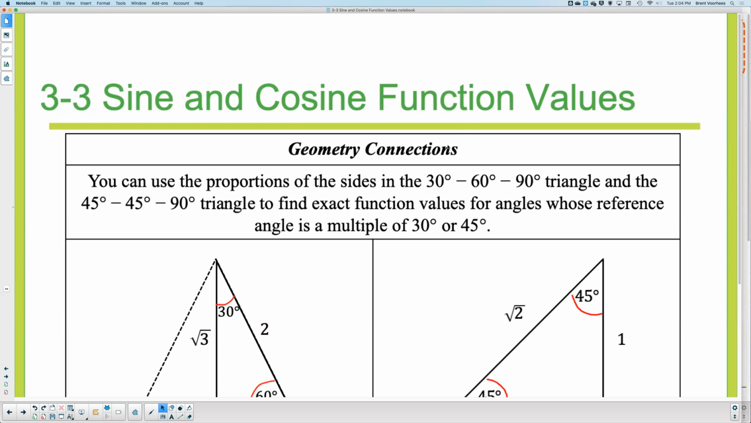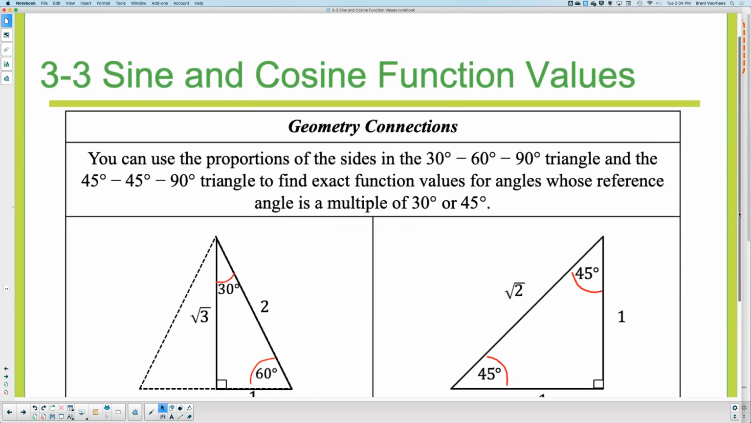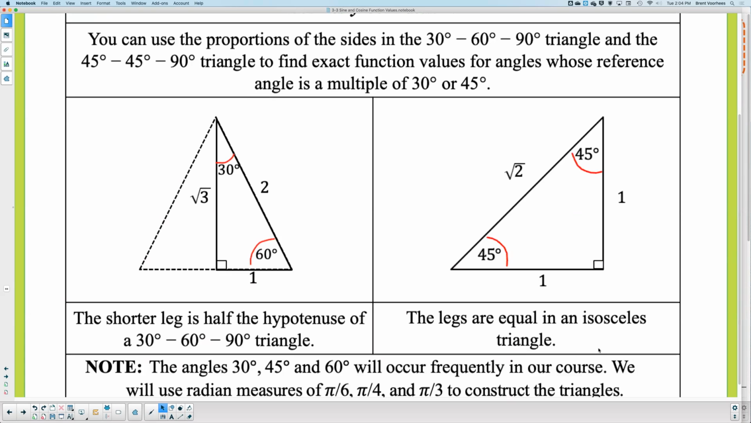All right, let's connect this to geometry. Now, again, in pre-calculus, you're not going to be dealing with triangles, but for some people, it's very helpful to think in terms of triangles. You won't be tested on this. In geometry, you are looking at 2 triangles quite frequently called a 30-60-90 and a 45-45-90.